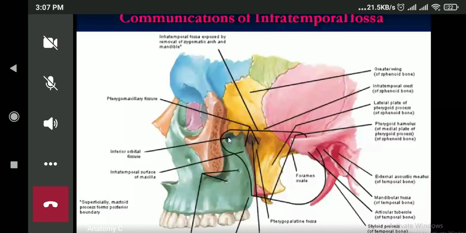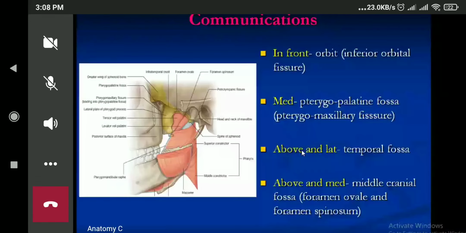Medially, it will communicate with the pterygopalatine fossa through the pterygomaxillary fissure. This one is the medial communication. Now above and laterally, this will communicate with the temporal fossa, and above and medially, this will communicate with the middle cranial fossa through the foramen ovale and foramen spinosum.